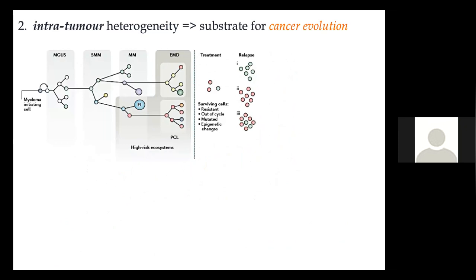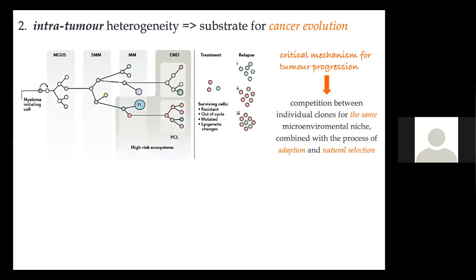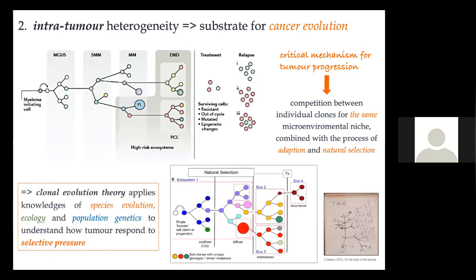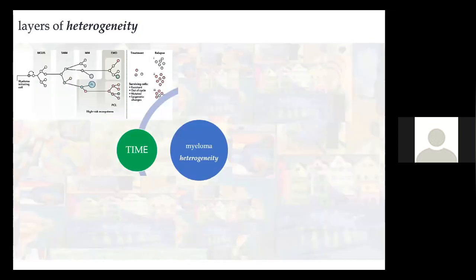In this context, the critical mechanism for tumor progression is competition between individual clones for the same microenvironment, combined with the process of adaptation and natural selection. This process is well described by the so-called clonal evolution theory, which applies knowledge of species evolution, ecology, and population genetics to understand how tumors respond to selective pressure. This brings us to the third important level of heterogeneity, that is temporal heterogeneity.